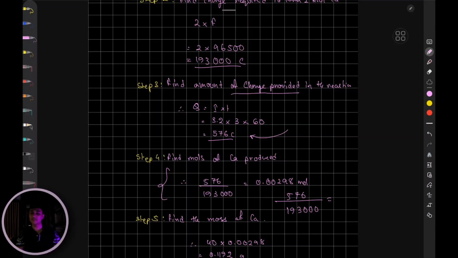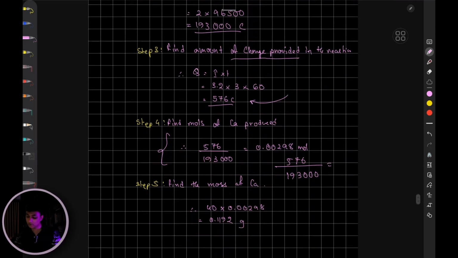Because 576 is the charge that you provide, whereas 193,000 is the charge that was required to form how many moles of calcium? 1, right?